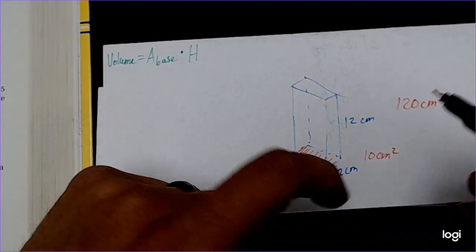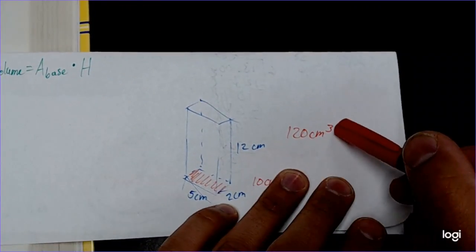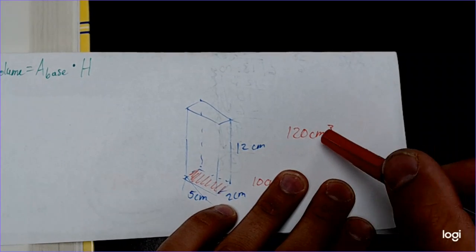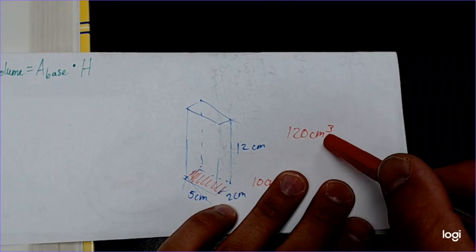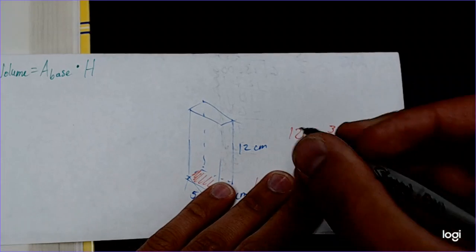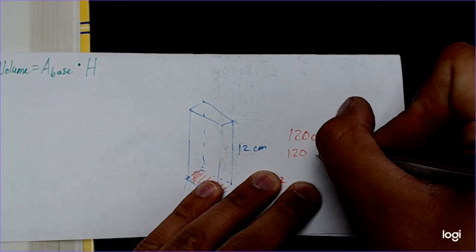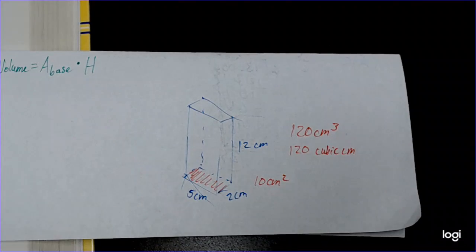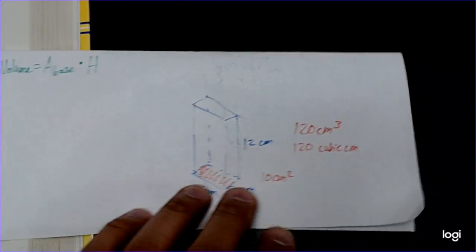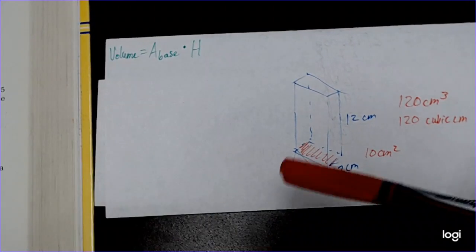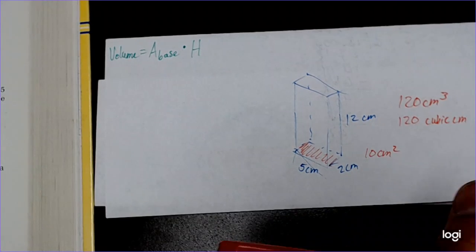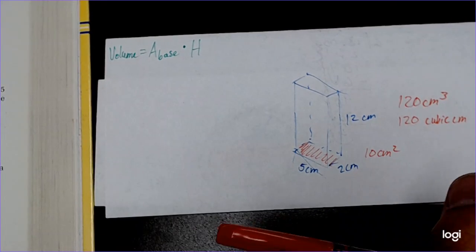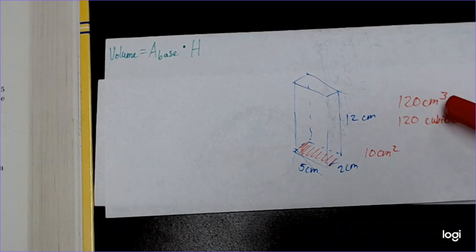Now this is the very last part of volume problems. Volume problems will always have a 3. The units will always be cubed, or they'll be called cubic units. So I can write 120 centimeters cubed, or I can write 120 cubic centimeters, right? Those are the 2 ways to write the answer. And the reason why is because volume is a 3-dimensional measurement, right? Area is a 2-dimensional measurement, which is why it says square units, and volume is 3-dimensional, which is why it gets cubed or uses cubic units.